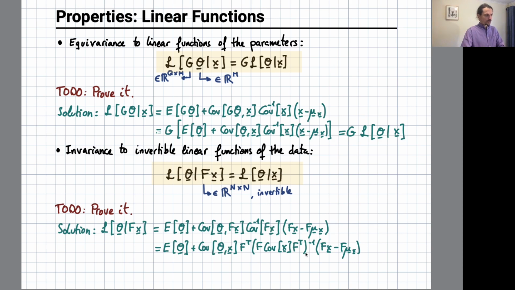And now what we can do is just use the fact that this f is invertible, right, and therefore the inverse of this matrix here is f transpose inverse times the inverse of the covariance times the inverse of f. Okay, and now one can just cancel these matrices here, and what we are left with is the LMSE estimator of theta given x.